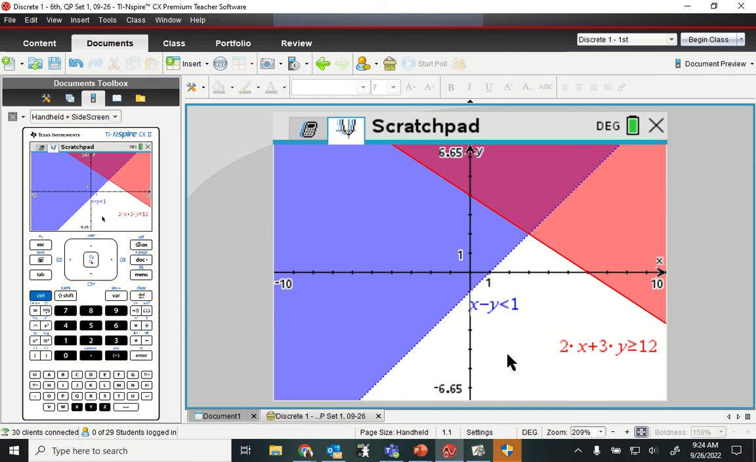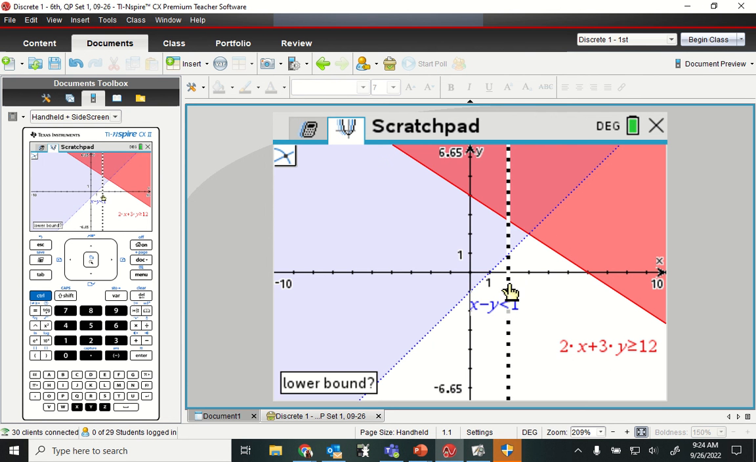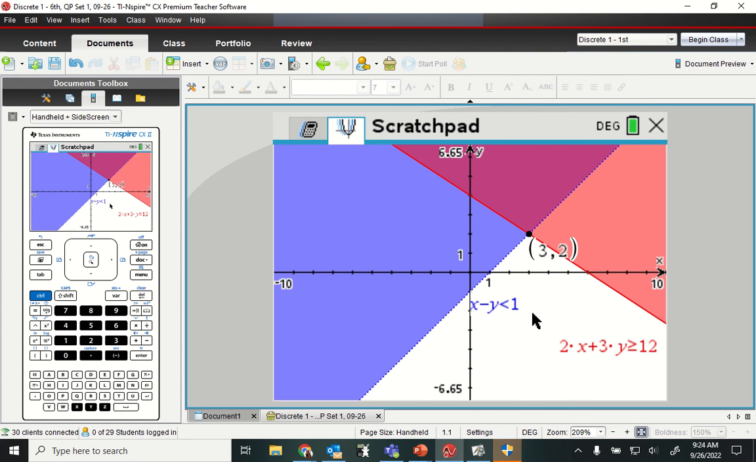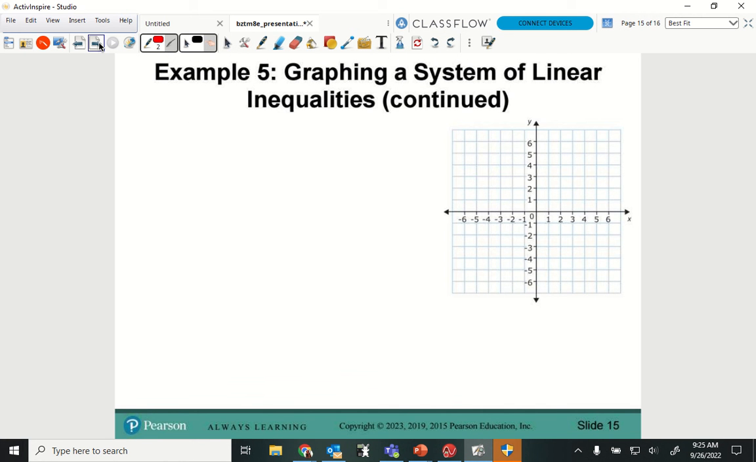So, since we're going to look like that, let's go ahead and see where that point is. Menu, analyze, intersection. So at 3, 2 is where they cross. So to be able to graph the blue line, I want you guys to see this right here. So graph the blue line. Where's it cross the x-axis? At 1. Very good. So it crosses the x-axis at 1. And then it crosses through 3, 2.